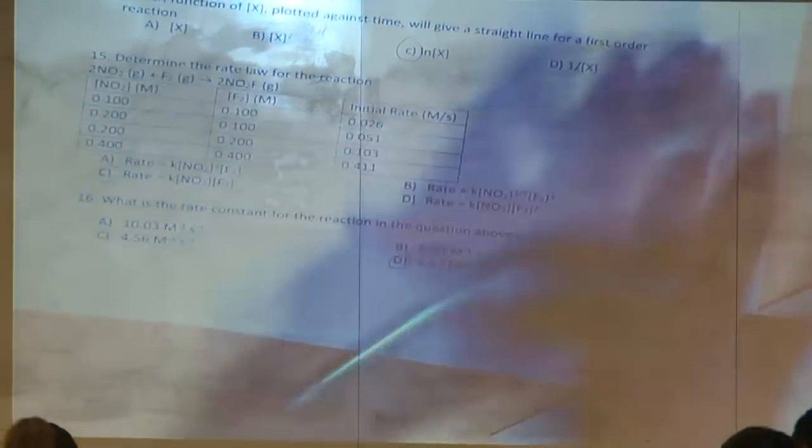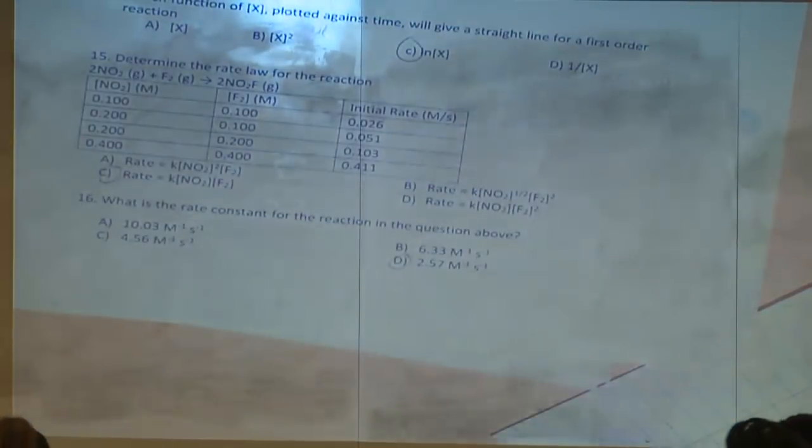Which one, 16? Yeah. Okay. So for this one, we're just looking for the rate constant. So because we already know the rate order for the, if I'm talking too fast, you can tell me to slow down. I know I talk fast sometimes, so.